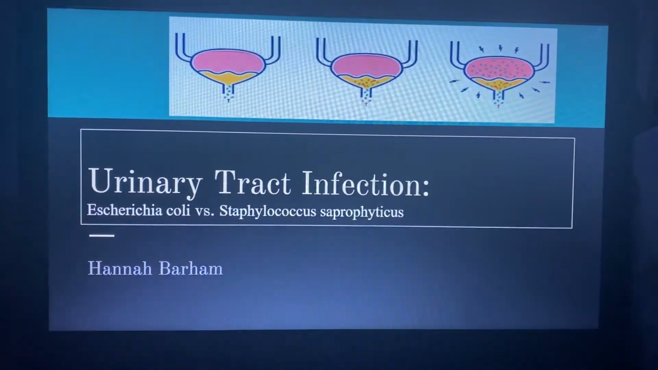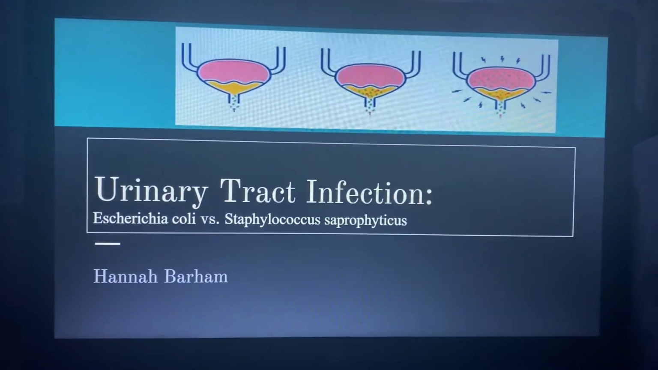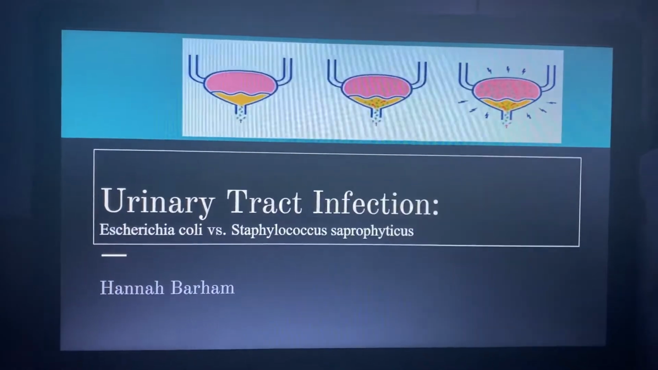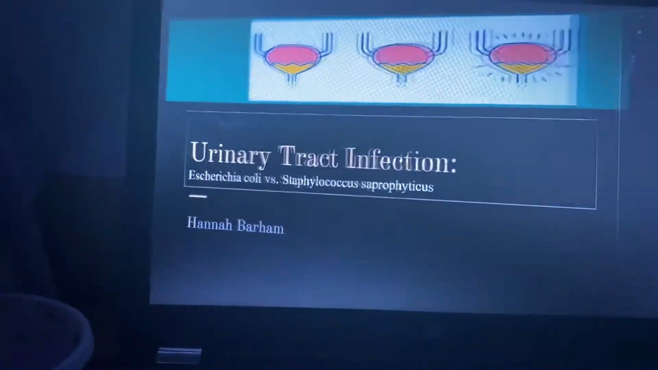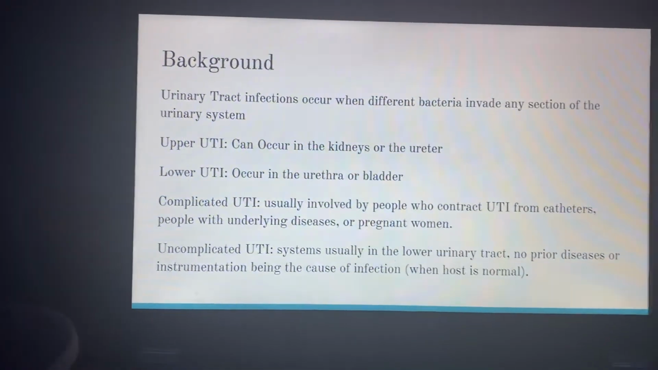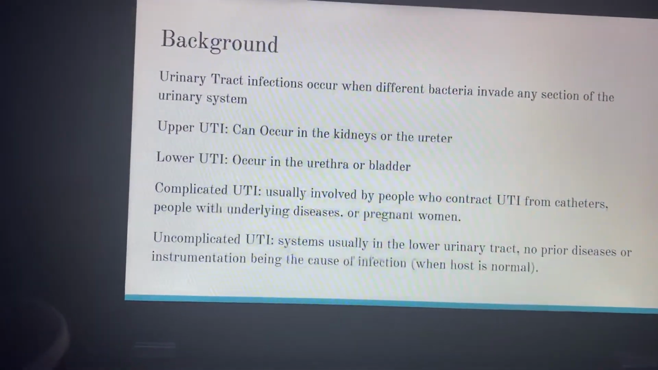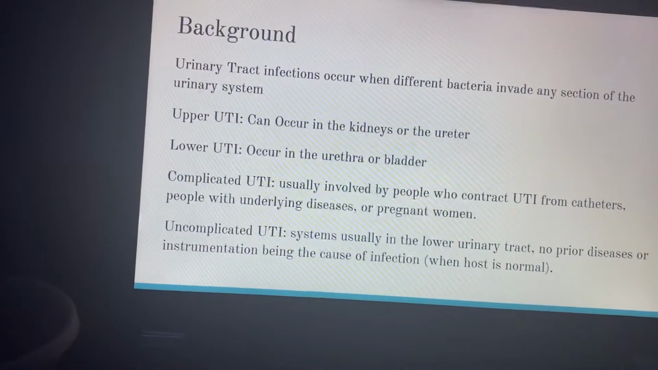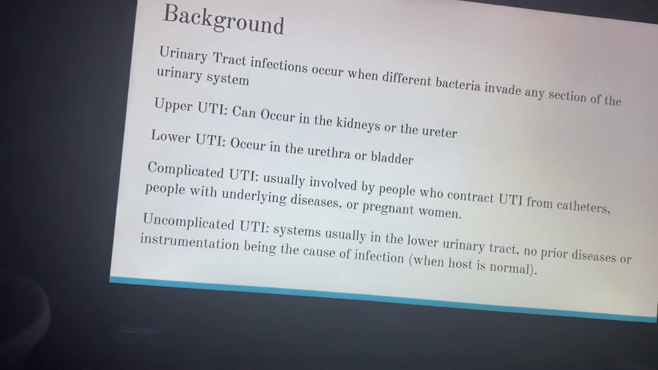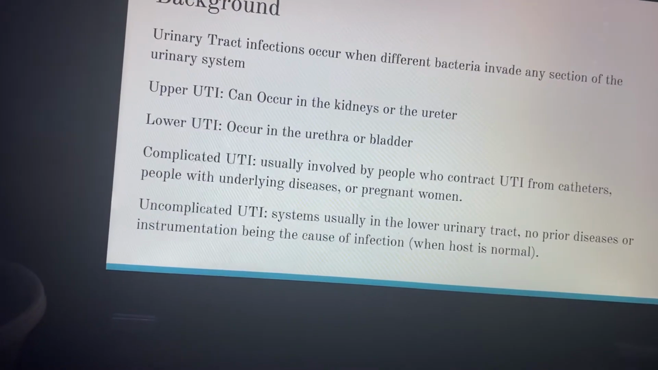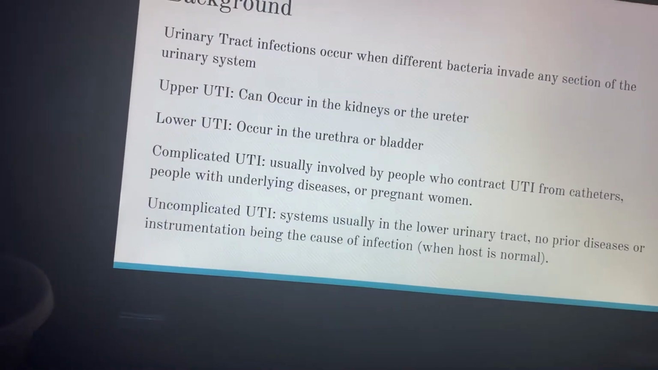I am doing my presentation on urinary tract infections, more specifically E. coli versus S. saprophyticus. So a little background information, UTI infections actually occur when bacteria invade a certain portion of the urinary system. So there could be upper UTIs, which occur in the kidneys or the ureter, and then lower UTIs, which can occur in the urethra or the bladder.